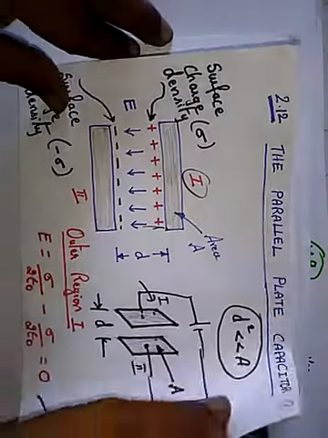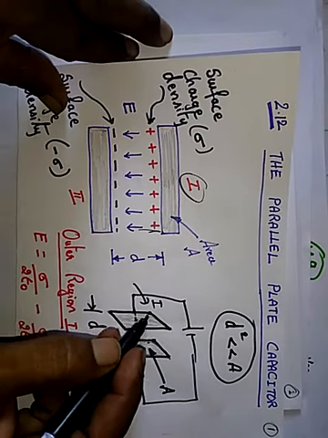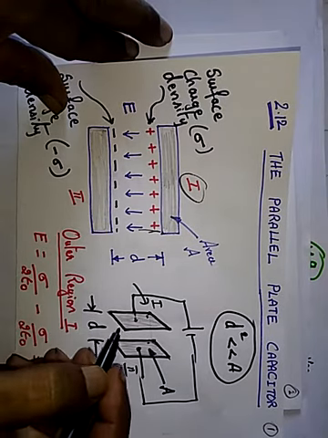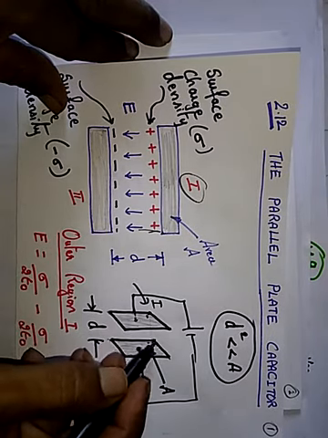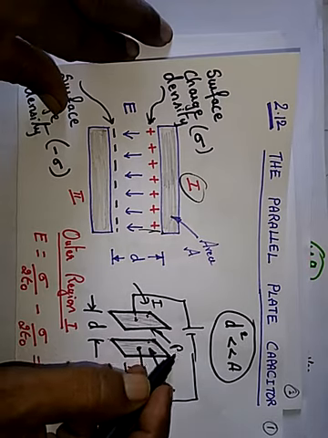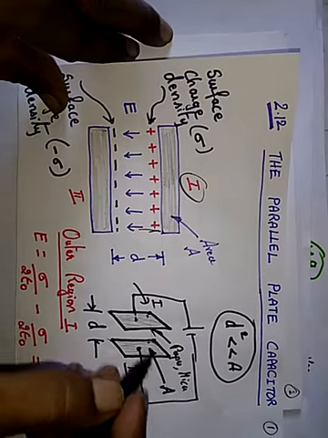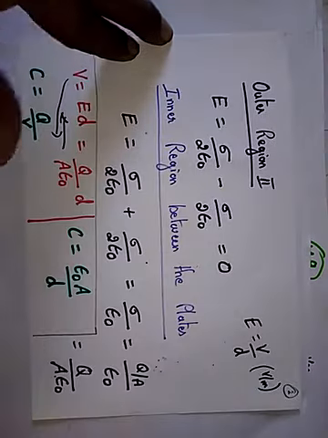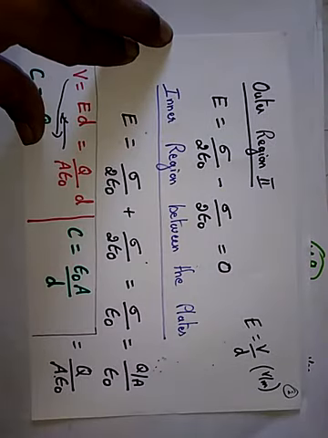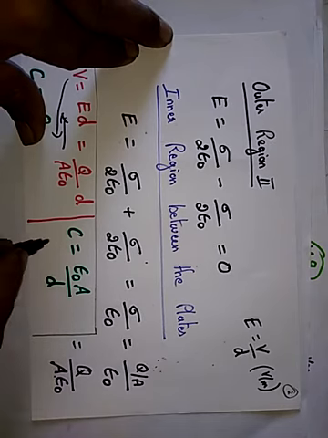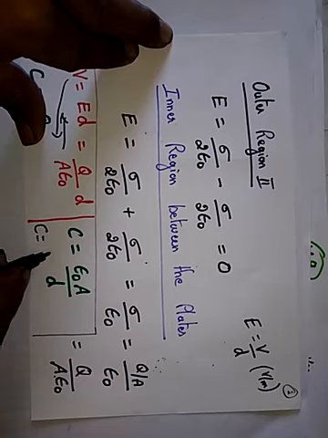But if you have some other medium and some other dielectric, say paper or mica, in between these two plates, assume you have paper or mica or any other insulating material, then we have to include epsilon r. This formula will become C is equal to epsilon naught epsilon r A by d.